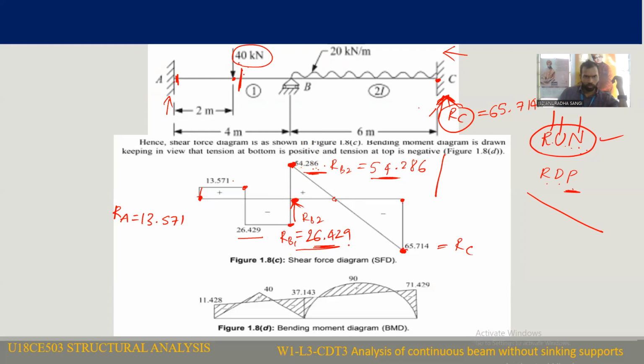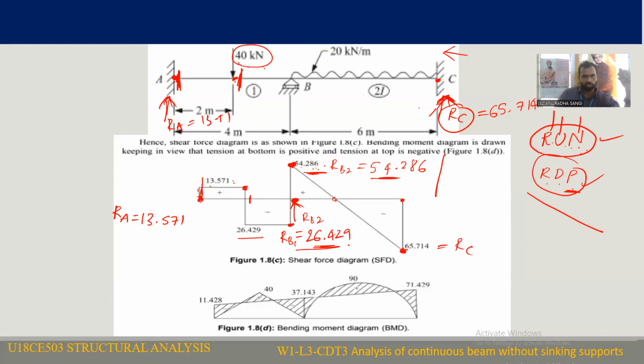After that, up to before the 40 kilonewton load, there is no change. At the 40 kilonewton load, there is suddenly a downward force, so right side downward force will be positive, and we move to the positive side. That means 40 minus 26.429 gives 13.571. After the 40 kilonewton load and before A, the same shear force continues, but at A, because of the reaction at A, which is 13.571, this 13.571 minus 13.571 is 0.